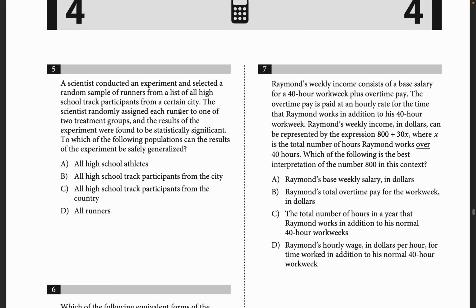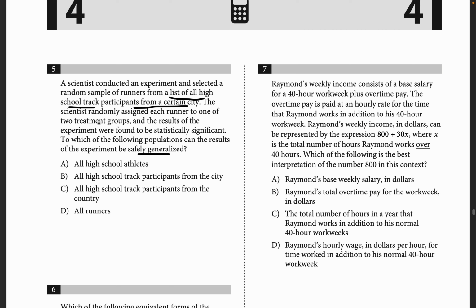Okay, sorry, I'm back. Okay. Scientists conduct an experiment and select a random sample of runners from a list of all high school track runners. Which one can safely be generalized? Okay. So where did we take the sample from? We took it from a list of all high school track runners. So this is our general population. This is how safe we can be.